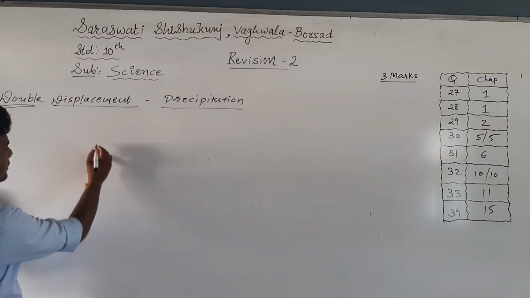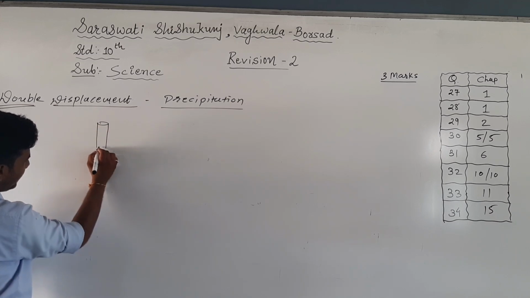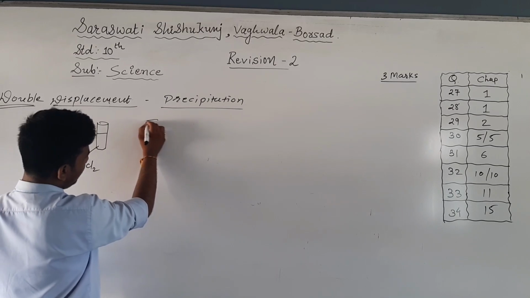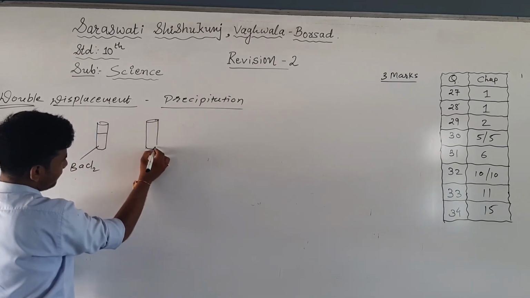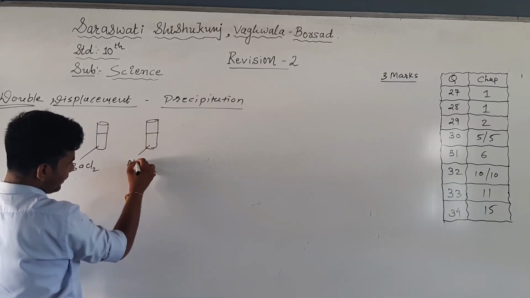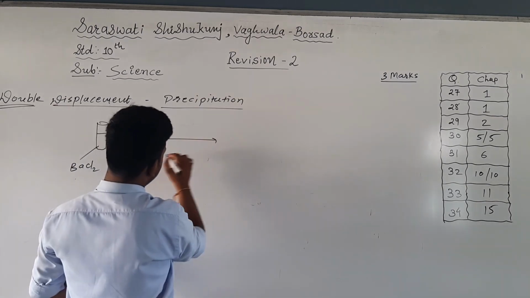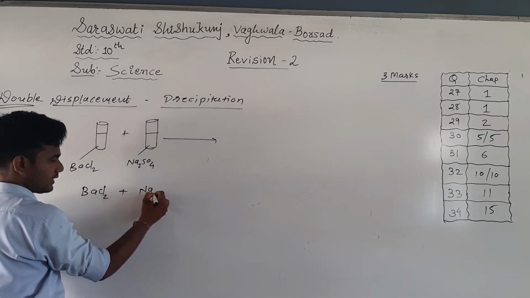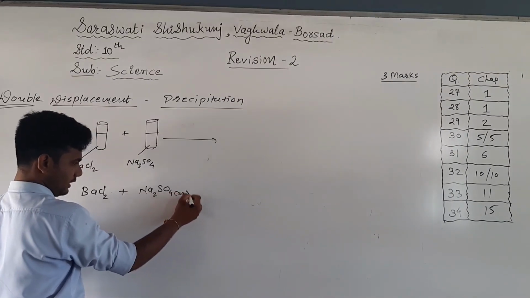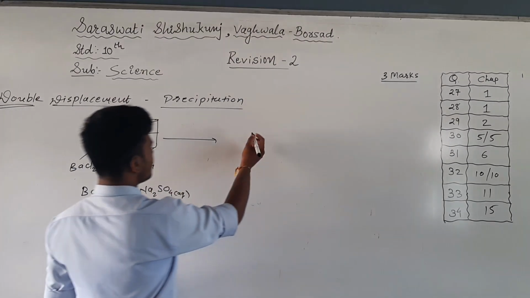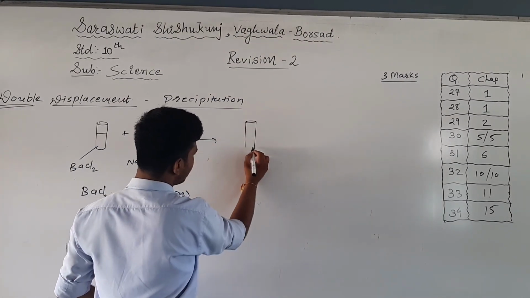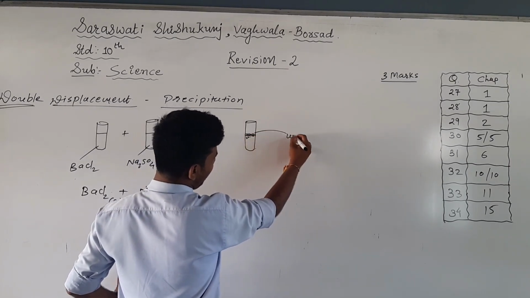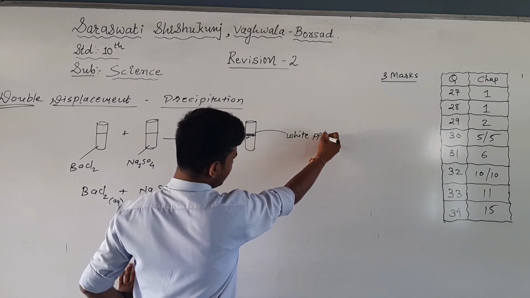Okay, so what will be there? Simple, beta, we have one test tube in which we have a solution of BaCl2. In another test tube we have a solution of Na2SO4. When both are mixed, it's a reaction between BaCl2 plus Na2SO4 in aqueous medium. In the solution, as a result, we will get precipitates, right? A white color precipitate is observed.